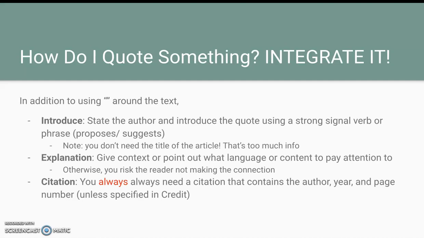So introduce the author with their name and then a signal verb, provide some explanation, and then include the quote using quotation marks. After that, at the very end, you would include a citation. You always need a citation, unless that information has been used in that introductory part or that credit section. So a citation typically has author, year, page number. If you introduce the author's name in the beginning of the sentence, then your citation would only have year and page number.